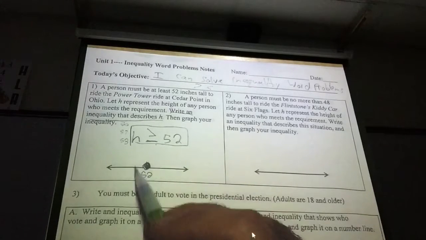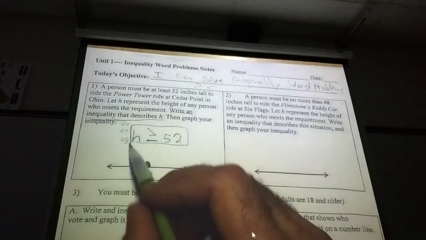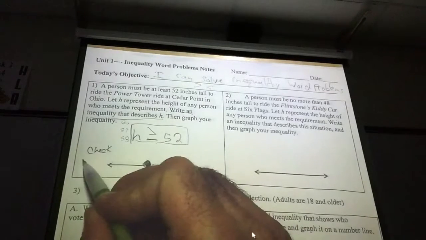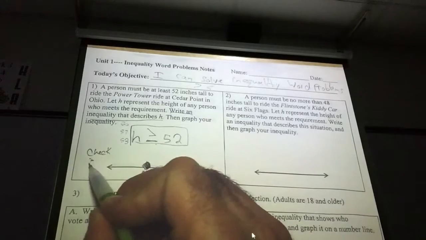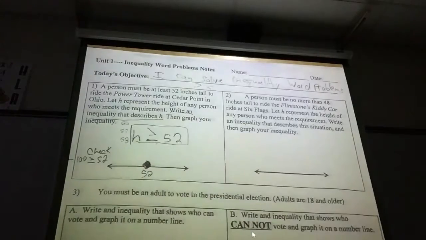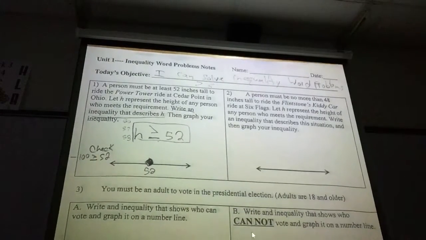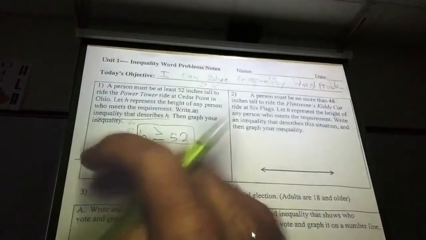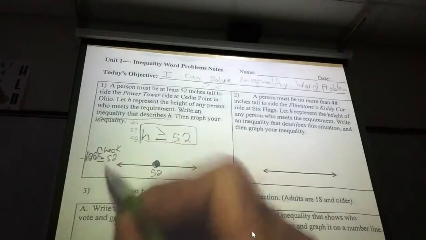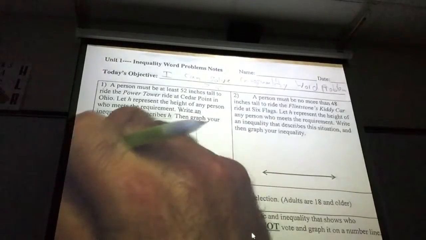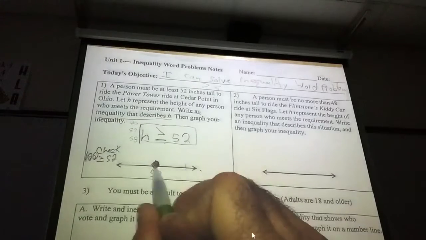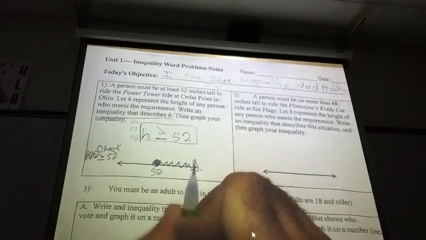Now we're going to go ahead and shade the side that we need to shade by putting a test point in there. So we're going to check by putting something that is greater than or equal to 52. If I put negative 100 in there, that's not true, right? So if I put 100 in there, so let me erase that negative right there, 100 is greater than 52. So therefore, we're going to shade towards 100, which is on this side, or we're going to shade that way.